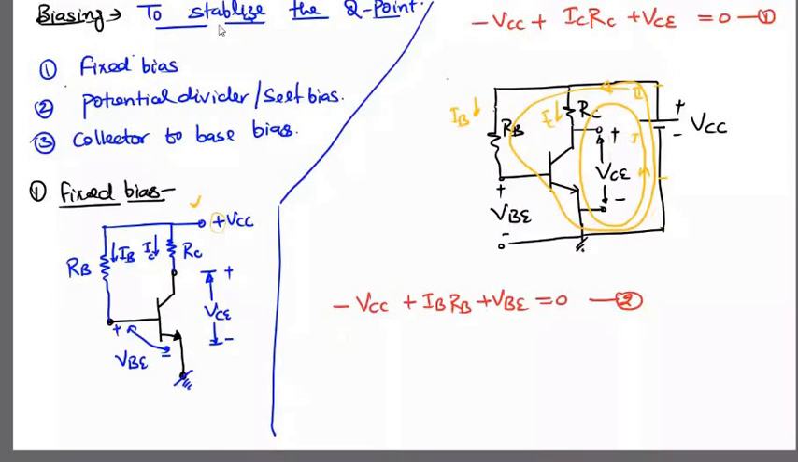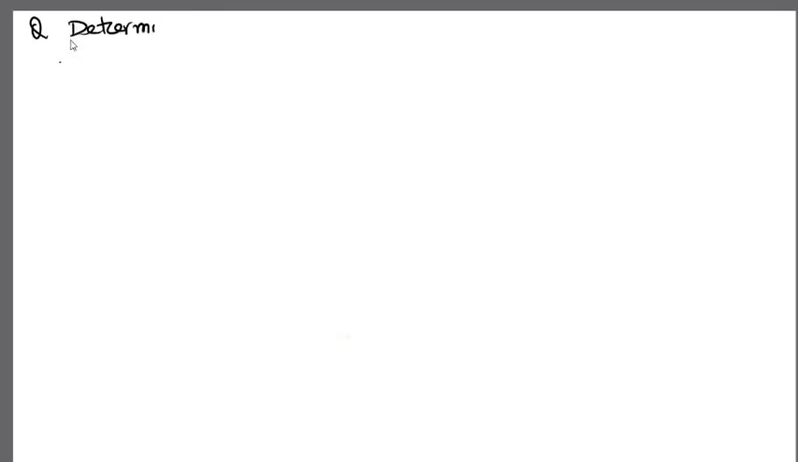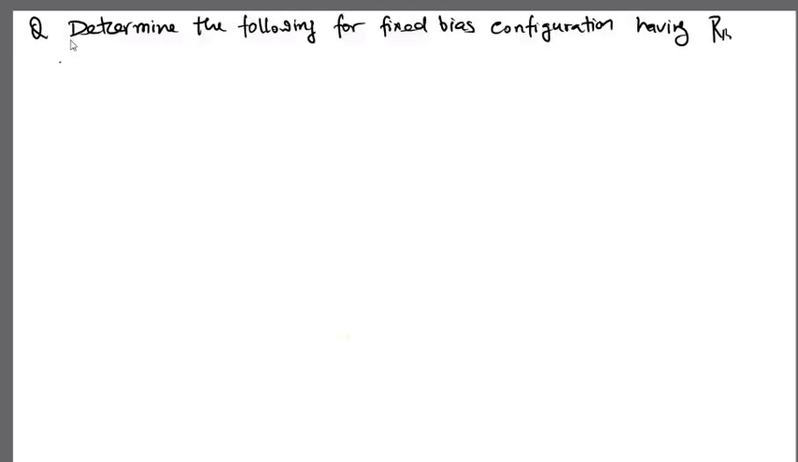Determine the following for a fixed bias configuration having RB equals 240 kilo ohm, RC equals 2.2 kilo ohm, and beta equals 50.